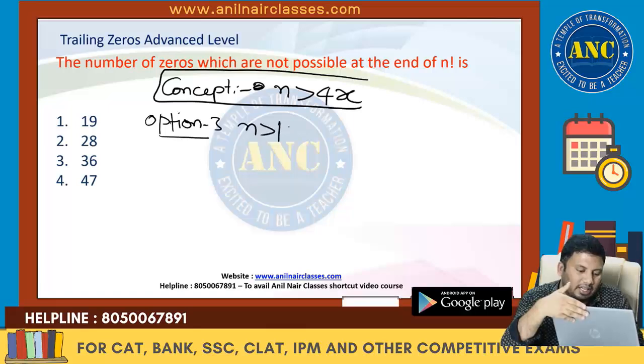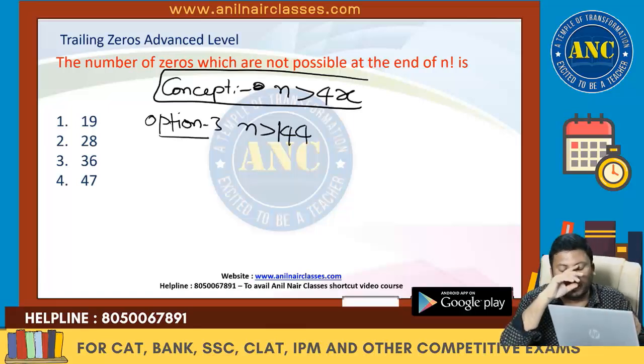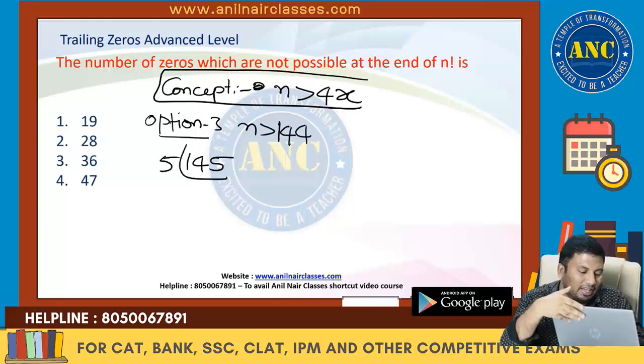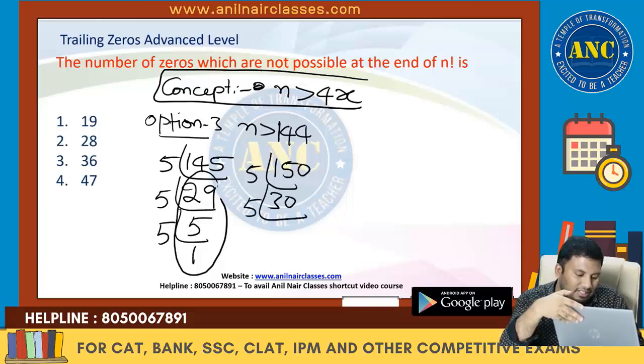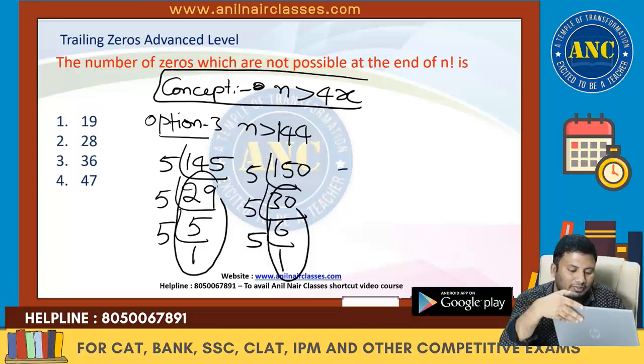n is greater than 144. What is the multiple of 5 just greater than 144? 145. I am doing this problem again. 5 29s are 145, 5 5s are 25, 5 1s are 5. 29 plus 5 plus 1, 35. Next multiple of 5, 150, 5 30s are, 5 6s are, 5 1s are. 36 plus 1, there is a jump. From 35 directly there is a jump to 37.